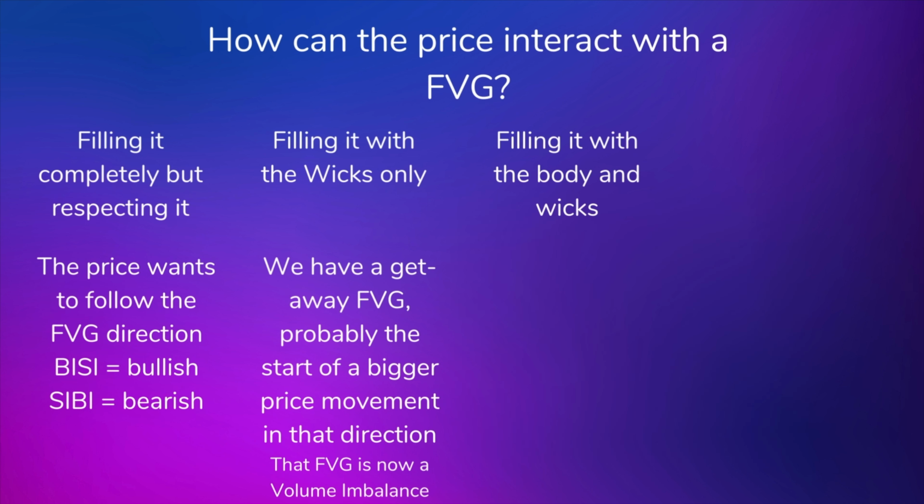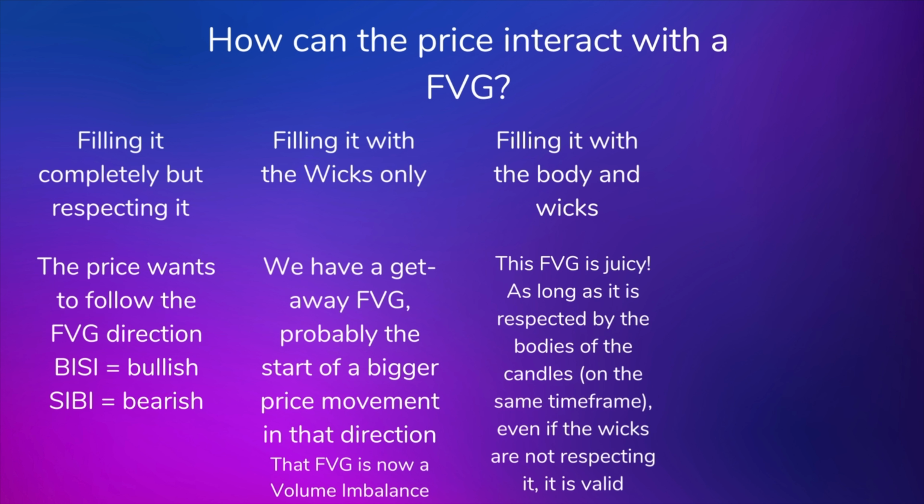The price can also interact with a fair value gap by filling it with the body and the wicks. In this case, it means that the fair value gap is juicy, as long as it is respected by the bodies of the candles on the same time frame. And this is something that I really want to highlight. On the same time frame, even if the wicks are not respecting it, it is valid. And so the wicks and the bodies of the candles, when you are reading them and deciding which type of fair value gap this is, need to be on the same time frame of the fair value gap. So when the fair value gap has formed.